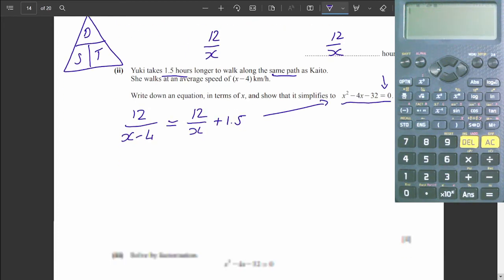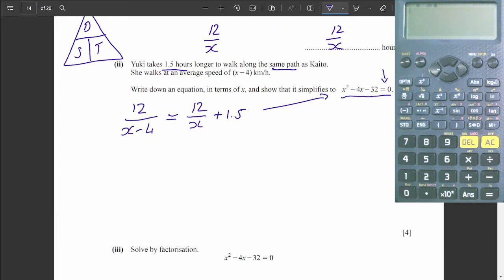Let's have a go. Okay, this looks a lot like algebraic fractions to me. So let's first move this to the other side so we can add them together. So we've got 12 over x minus 4 minus 12 over x equals 1.5. If you remember how to add together algebraic fractions, like normal fractions, for example, if we add a half plus 2/3, we multiply the denominators to get the common denominator, and then we multiply across. Well, this is one method to get similar fractions.